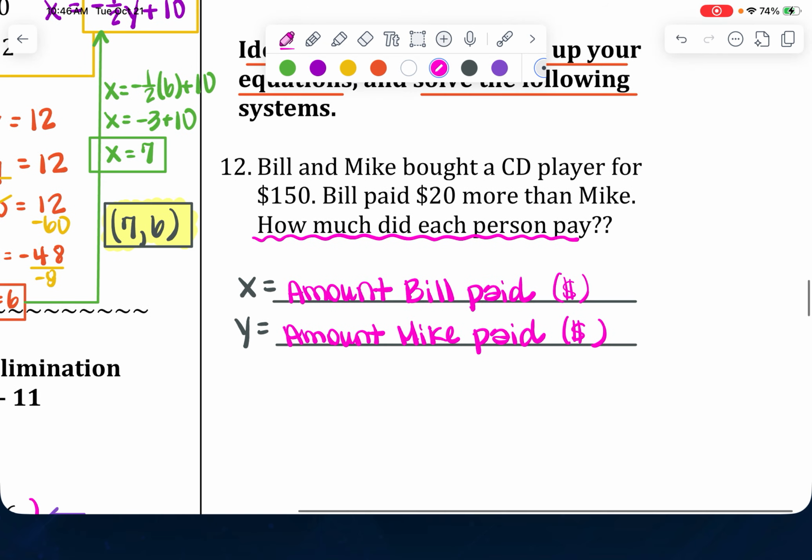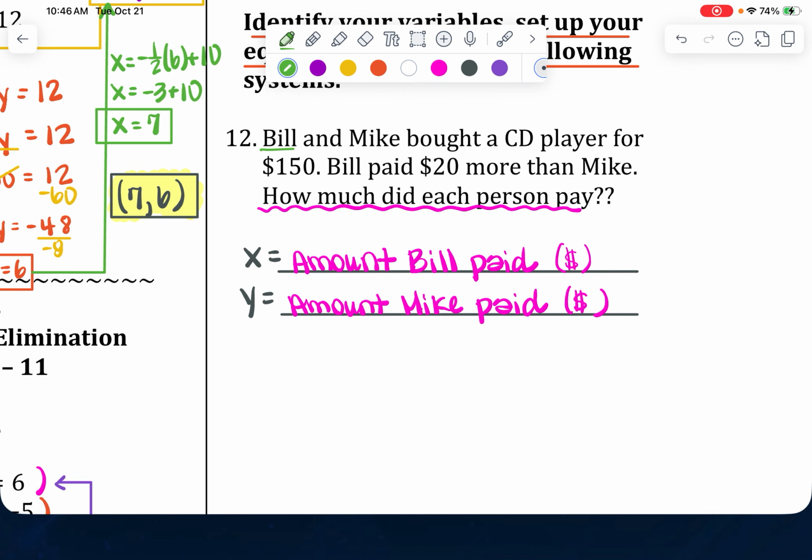Okay, so now we go look at our sentences. The first one says they bought a CD player together, right, for $150. Well then that must mean the amount Bill paid plus the amount Mike paid has to add up to $150, right? Together they paid $150. Then our second sentence says Bill paid $20 more than Mike.